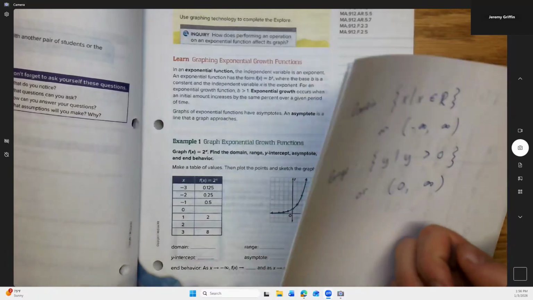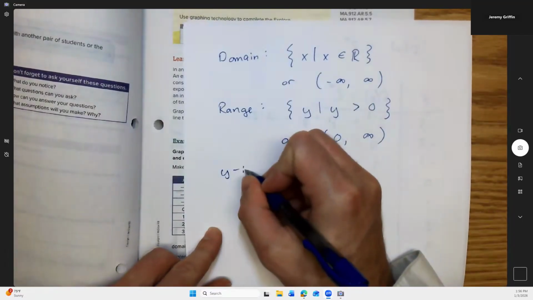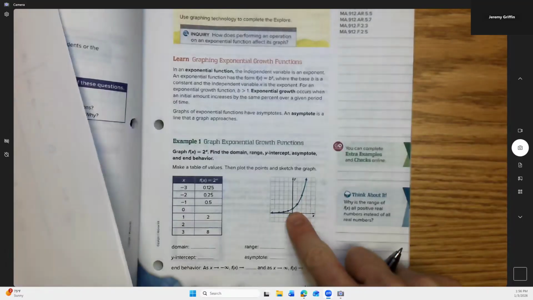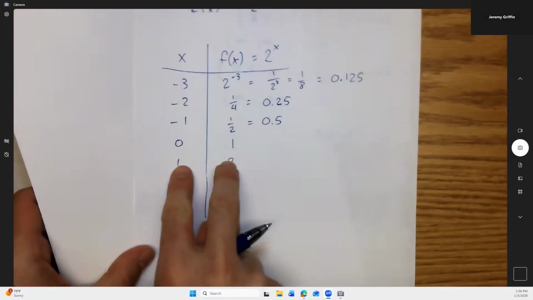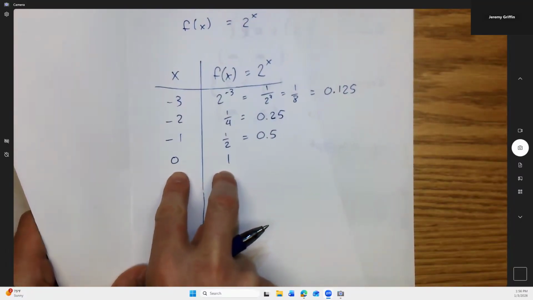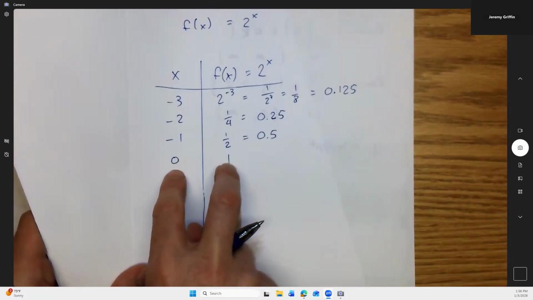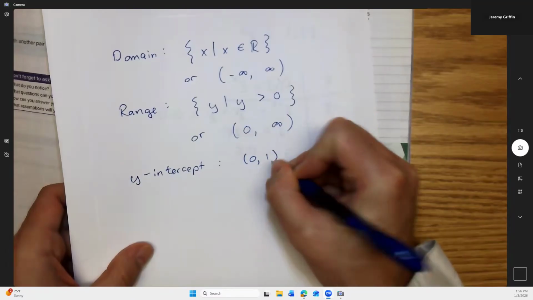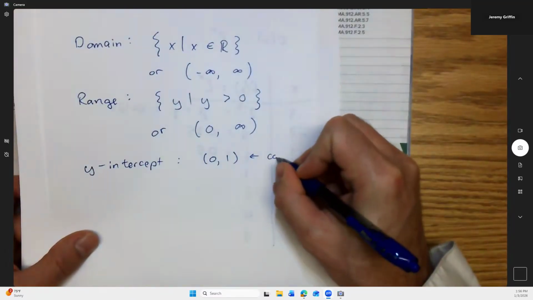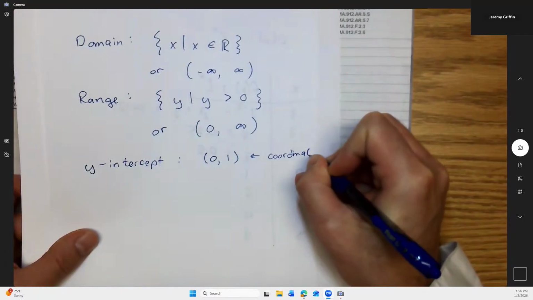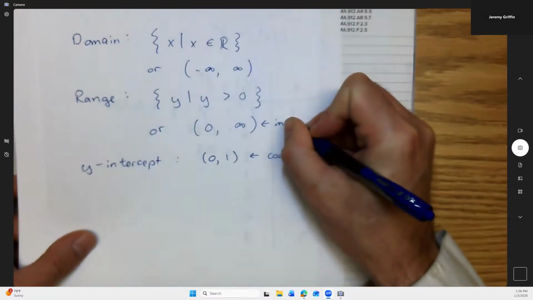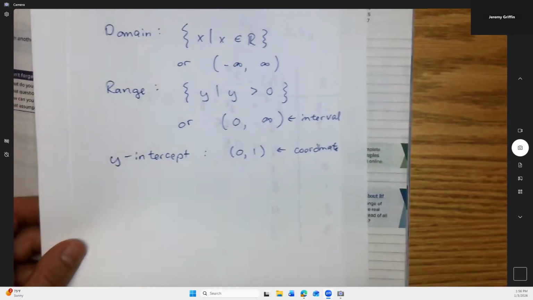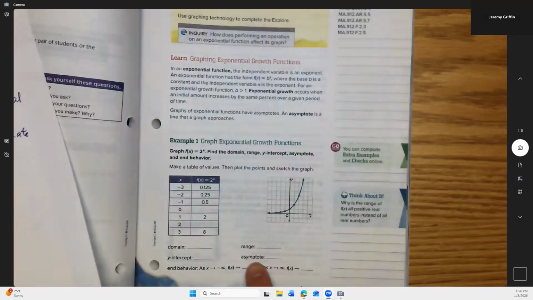So let's do the y-intercept. I see it right here, (0, 1). It's the same thing I showed you right here. The y-intercept is just where the graph crosses the y-axis, that is, where x is equal to 0. So this is a coordinate, (0, 1). Keep in mind this is a coordinate, and this right here is an interval. At a glance they look kind of similar, but they refer to two totally different ideas.